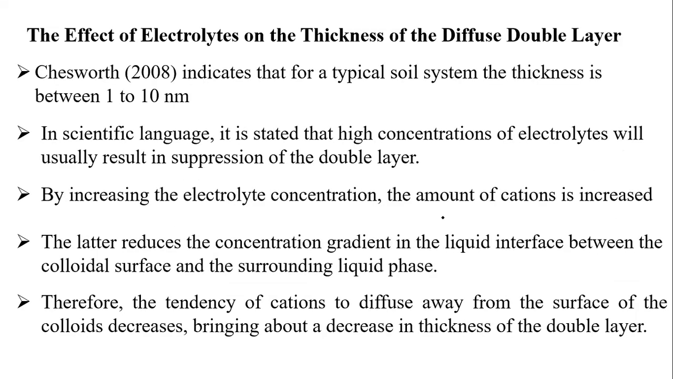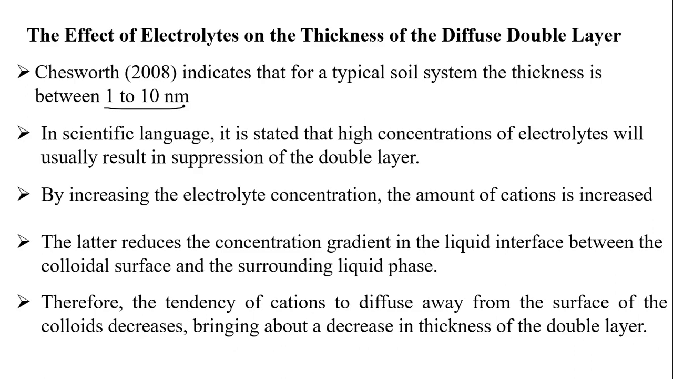But students, how will electrolytes affect the thickness of the double layer? For example, if I add more electrolyte to the soil, maybe some acid solution or base, what will happen? The concentration of the cations will increase, and then the double layer will be suppressed. A high concentration of electrolytes results in suppression of the double layer. Typically, for a soil system, the thickness of the double layer is around 1 to 10 nanometers. But when I add a high concentration electrolyte, the double layer is suppressed.